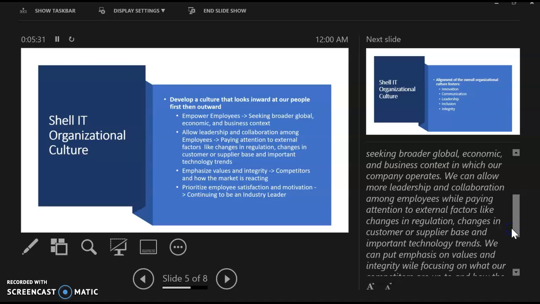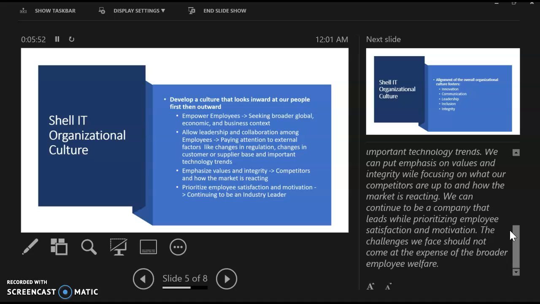We can allow more leadership and collaboration among employees while paying attention to external factors like changes in regulations, changes in customer or supplier base, and important technology trends. We can put emphasis on values and integrity while focusing on what our competitors are up to and how the market is reacting. We can continue to be a company that leads while prioritizing employee satisfaction and motivation. The challenges we face should not come at the expense of broader employee welfare.